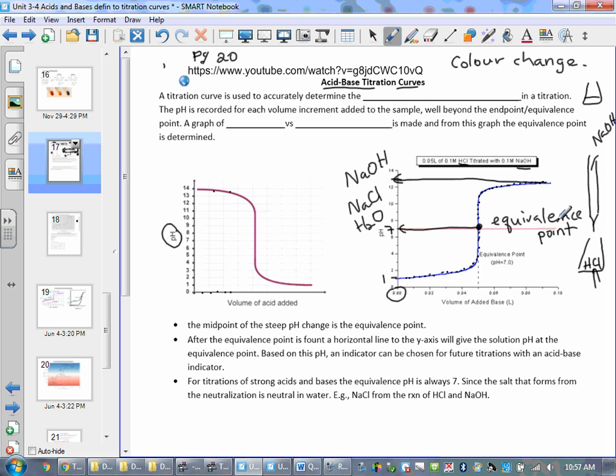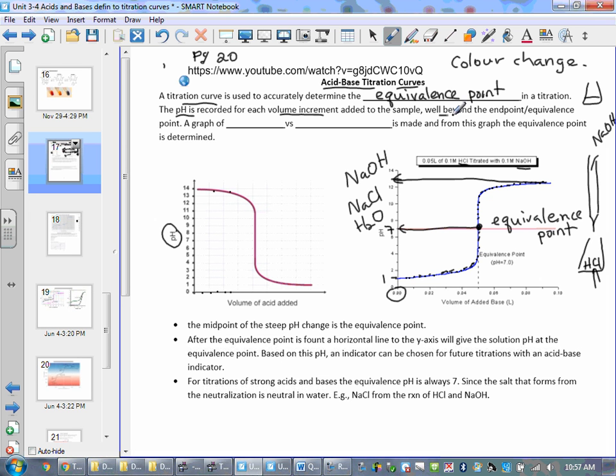So let's write our definition up here. A titration curve is used to accurately determine the equivalence point. The pH is recorded for each volume increment added, and that's what we plot. So that's how we get this curve here.